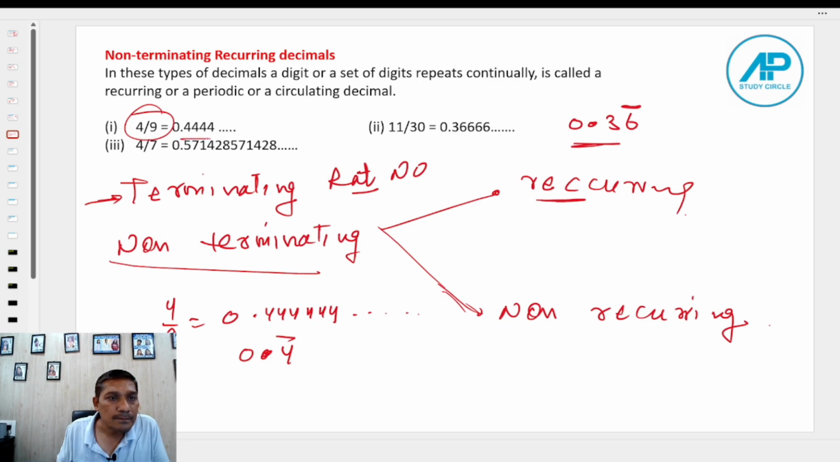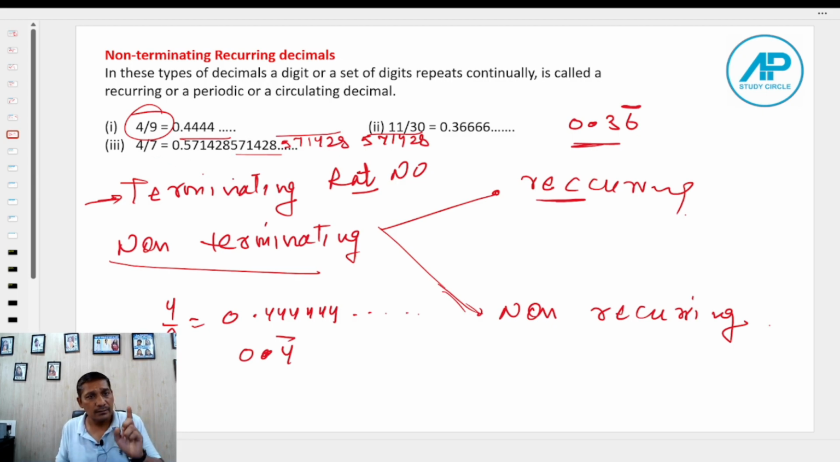You can see here 571428. Then again comes 571428. I write down one more 571428. You can add one more 571428. You can see that they all are, the number is repeating in a group. Recurring decimal है, group repeat हो रहा है पूरा, कभी भी खत्म नहीं होगा इसके बाद.